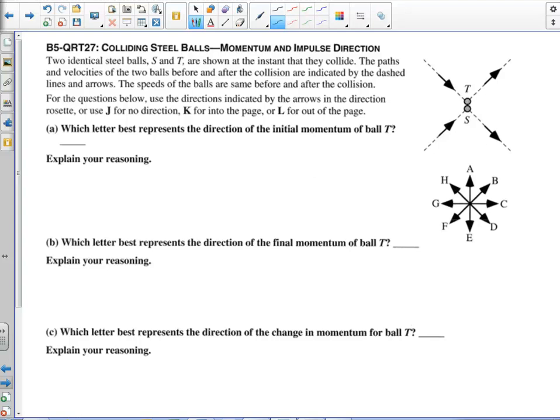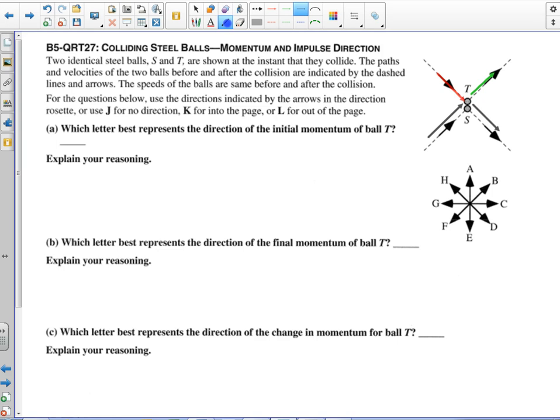I know this is one of the ones I assigned, so what letter best represents the direction of the initial momentum of ball T? So I wouldn't overthink this. We've got ball T has an initial momentum of this and a final momentum this way after the collision, whereas ball S has an initial momentum in this direction. I got to move that. Whoops. There we go. And a final momentum directed out this way.